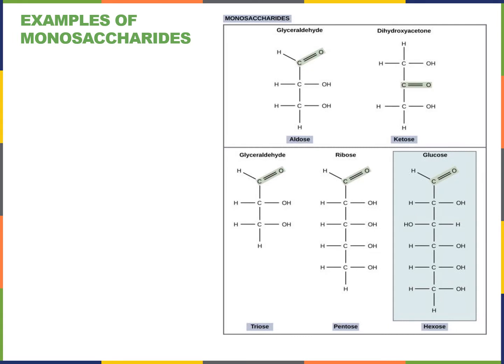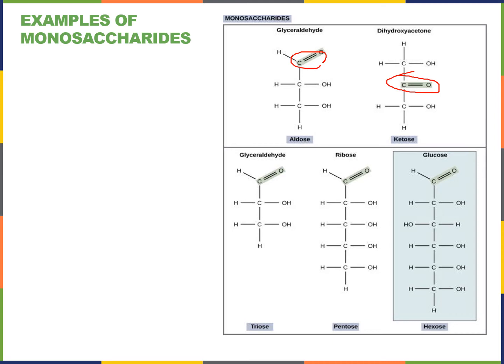Glyceraldehyde, dihydroxyacetone. Look at them. C3H6O3. Same number of carbons, same number of hydrogens, same number of oxygens. But where that carbonyl group is, terminal, interior, different shape, means that glyceraldehyde, dihydroxyacetone, the aldose, the ketose of that 3-carbon sugar are going to be used completely different in biological systems.